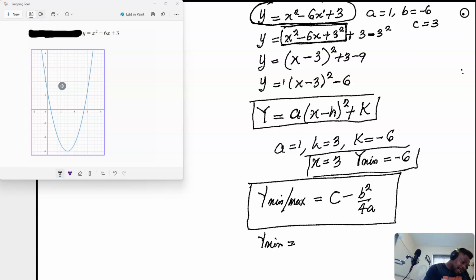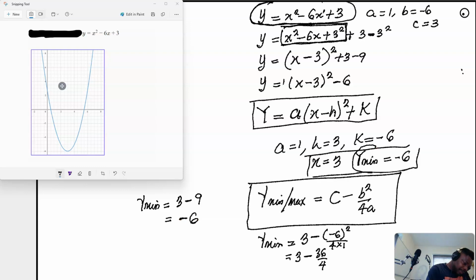So what is our c? Our c is 3, minus. What is our b? Our b is minus 6. That is squared over 4 times 1. Right? So this is 3 minus 36 over 4. Okay? So y minimum is equal to 3 minus 36 over 4. That is 9. 3 minus 9 is minus 6. You can see we got the same answer. So that is the shortest way to get your minimum value of the function or maximum value of the function.